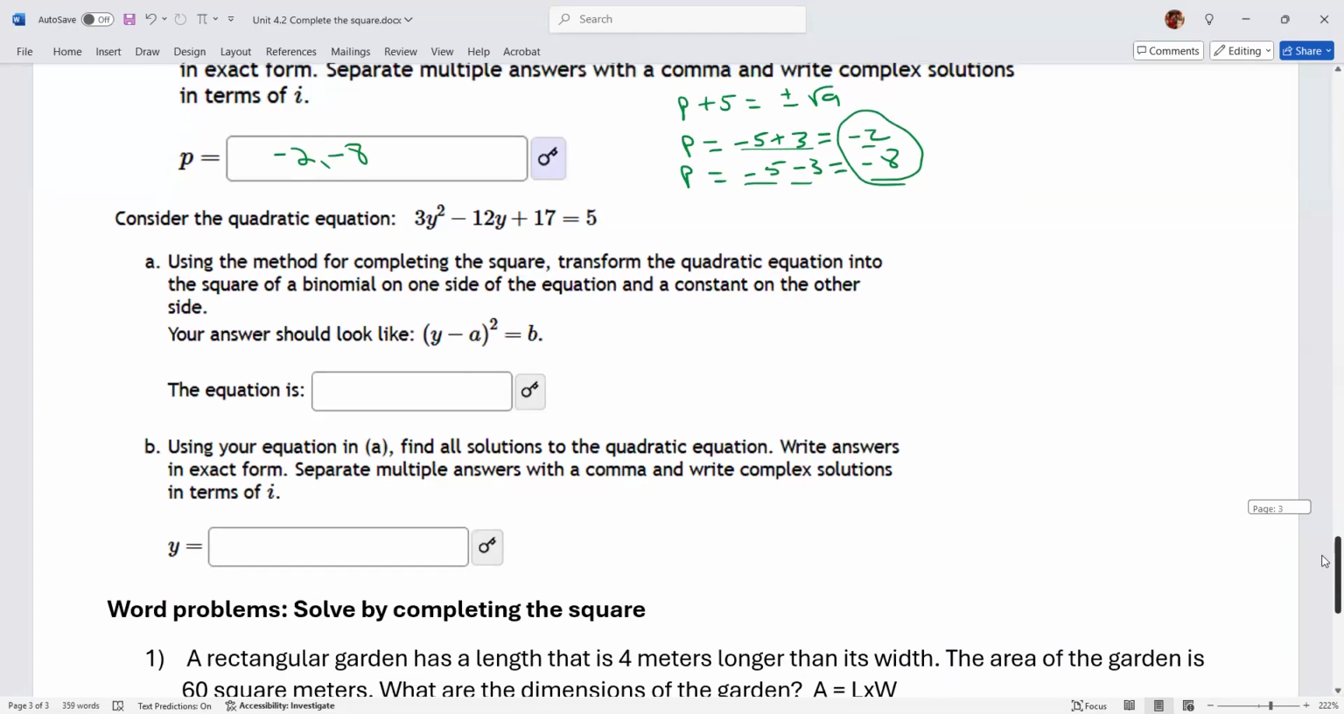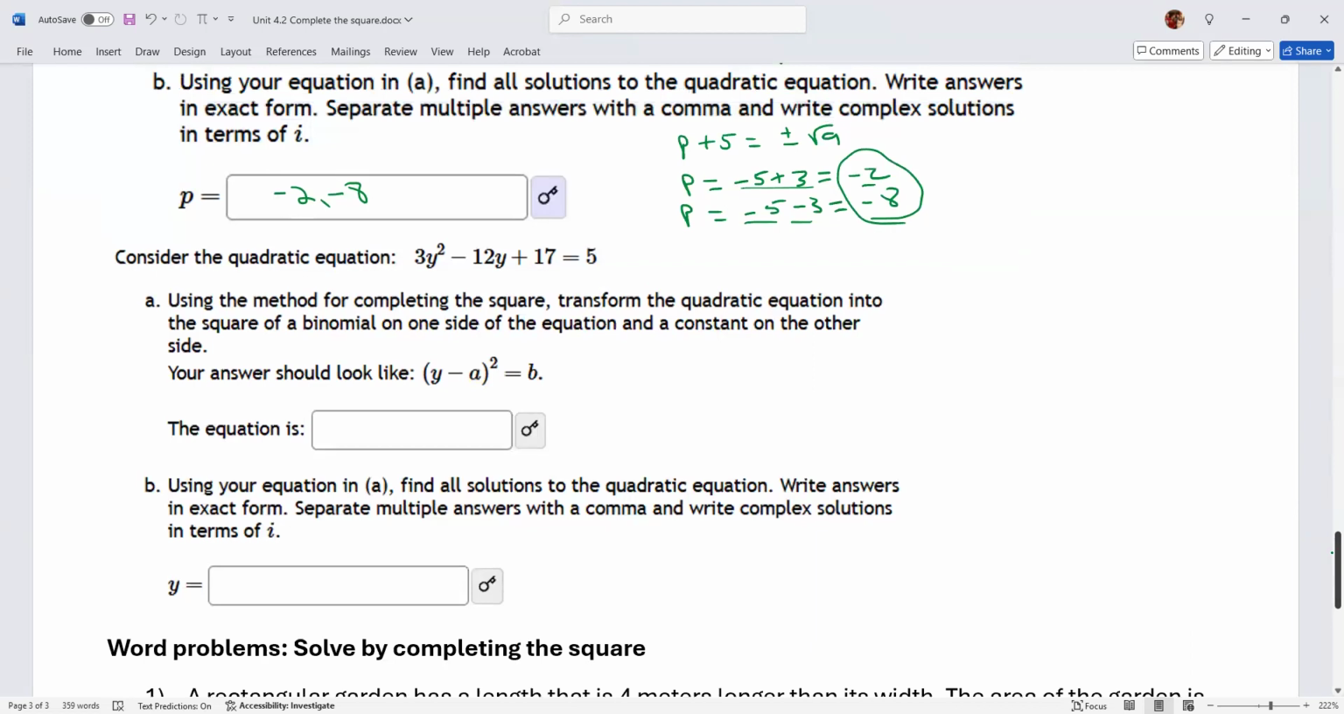Okay, we'll do this other one real quick. You can pause the video if you want to try it, but I'll go ahead and start it. So I want to get this 17 to the other side. So let me go ahead and subtract 17 from both sides. That gets rid of it on the left. That gives me a negative 12 on the right. I got to get rid of the 3. So I'll divide everything by 3.